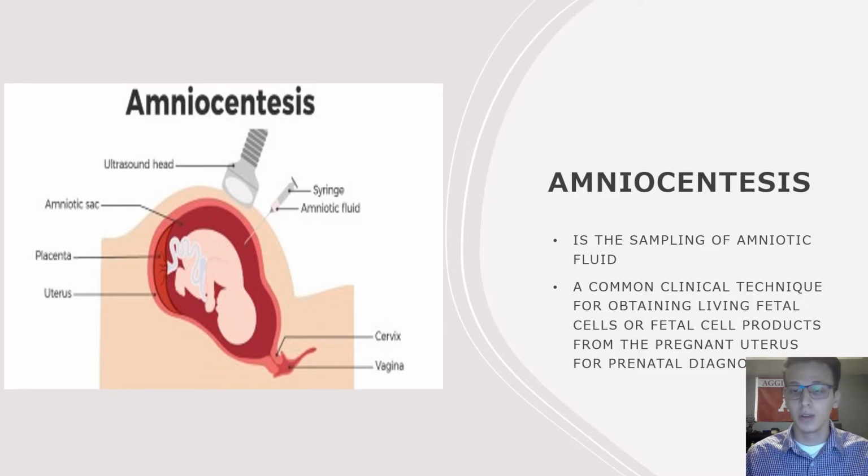Okay, first off, we're going to talk about amniocentesis. So what is amniocentesis? It is the sampling of amniotic fluid, and it's a common clinical technique for obtaining living fetal cells or fetal cell products from the pregnant uterus for prenatal diagnosis. In the image here, you can see the transducer is on mama's belly, and they're inserting the syringe and the needle into the belly, into the amniotic fluid within the amniotic sac. And there they're going to sample that.